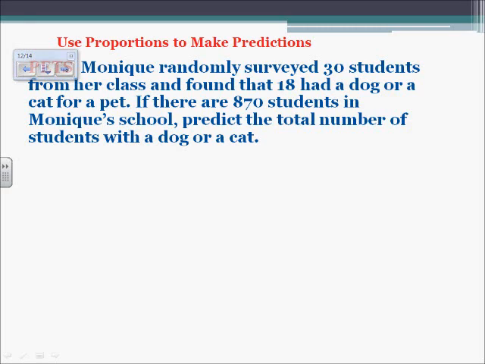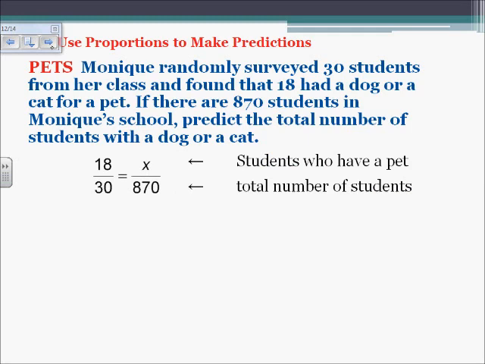Alright. Last 2 statements then. Putting proportions together to solve statements or make predictions. This one is about pets. Monique randomly surveyed 30 students from her class and found that 18 had a dog or cat for a pet. If there are 870 students in Monique's school, predict the total number of students with a dog or a cat. So we have to put a proportion together and then use the solution, solving algebraically, to figure out what the estimate is. So we know we have a ratio that can be formed.